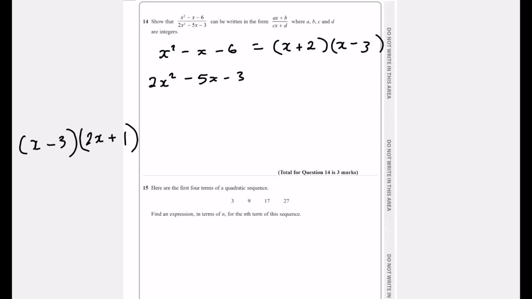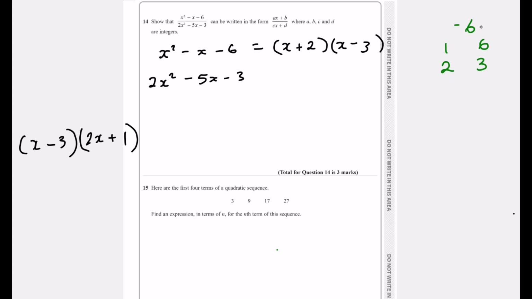I am going to go through factorizing it anyway. It's a good skill. So I do a times c, 2 times negative 3 is negative 6. What multiplies to make 6? 1 and 6 or 2 and 3. Which of these, it's actually a tricky one, can give me a negative 5? Well, they both can.